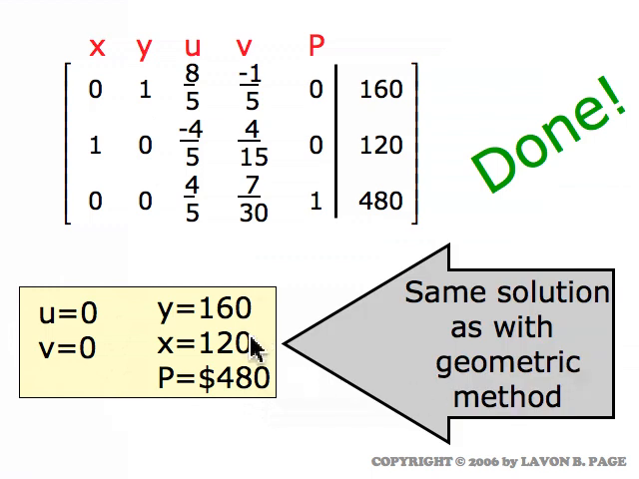This is the same solution that we arrived at when we earlier did this problem geometrically. We've now done it algebraically using matrices. We haven't done any graphing, but we've arrived at the same solution that you do arrive at when you do this problem using the geometric method that we studied in part 2 of the course.